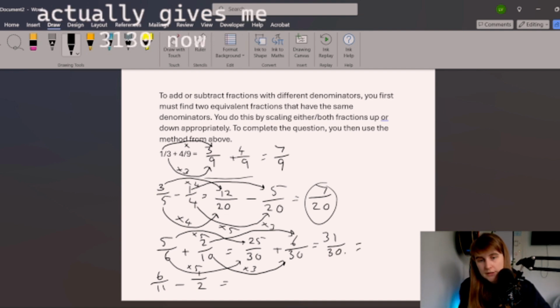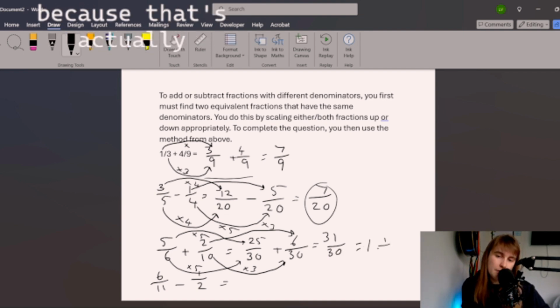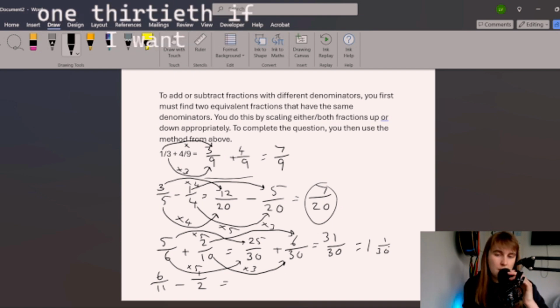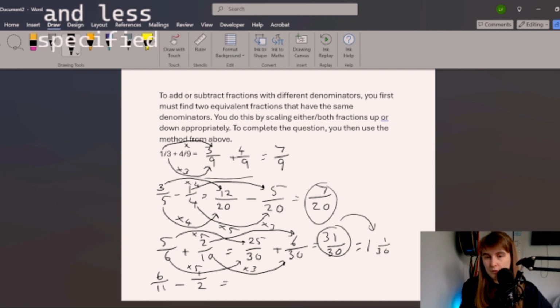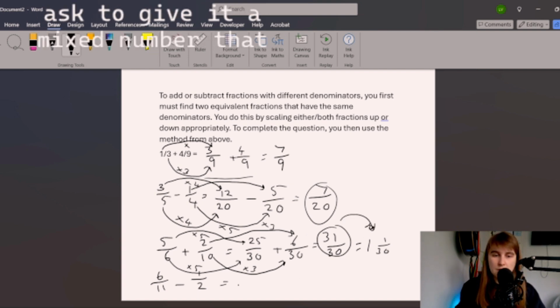Now, I can write that as a mixed number because that's actually 1 and 1/30 if I want to. That's fine as an answer unless specified otherwise. So if you're asked to give it as a mixed number, that would be what you need to do.